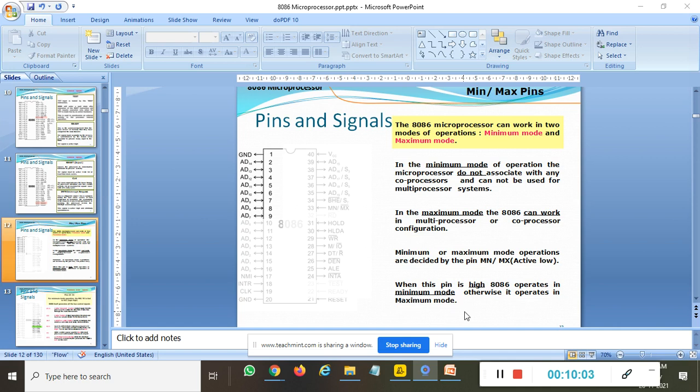So, it is clear when it acts as maximum mode and when it acts as minimum mode. Clear to everyone? Yes, sir.